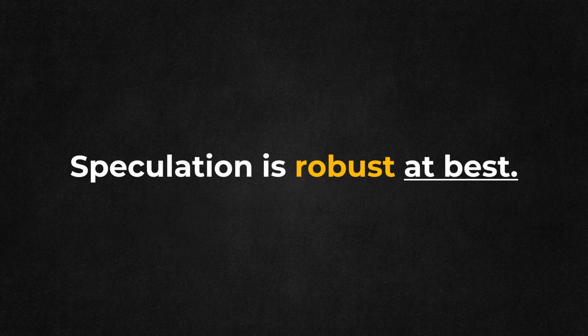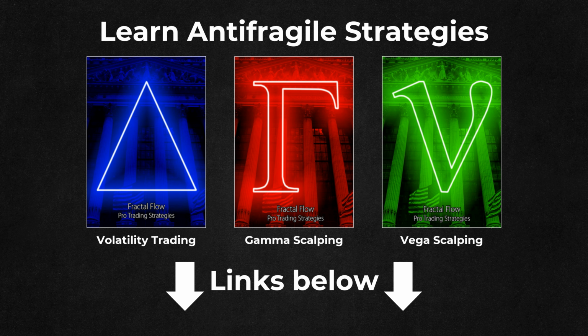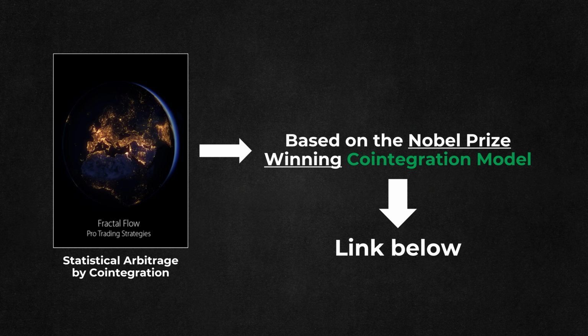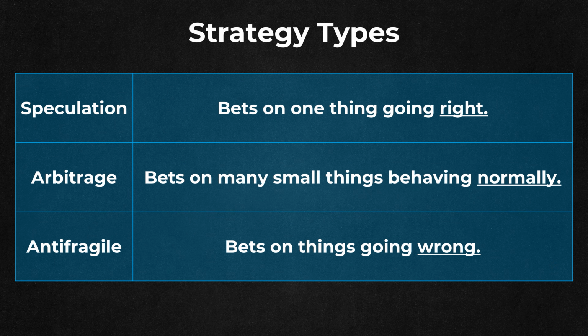If you want to learn more about anti-fragile strategies, I have a series of ebooks showing different strategies. These 3 strategies are in the realm of hedging, as it was just demonstrated. I also offer an additional strategy, but in the realm of arbitrage, which is statistical arbitrage by co-integration. This type of strategy is widely used by funds, for example, and it is based on another famous Nobel Prize in economics awarded to Clive Granger in 2003. Speculation bets on one thing going right. Statistical arbitrage bets on many small things behaving normally, and anti-fragile strategies bet on things going wrong.